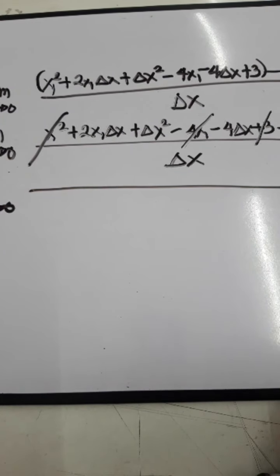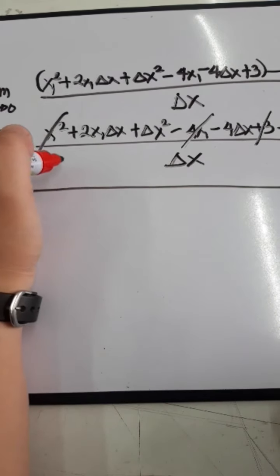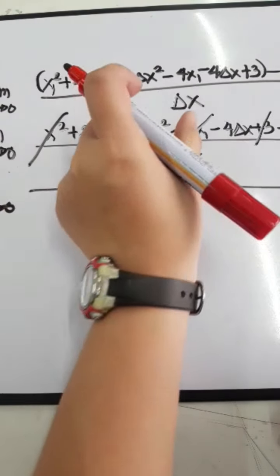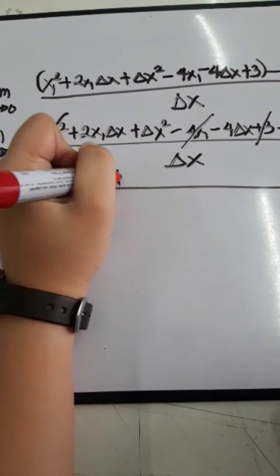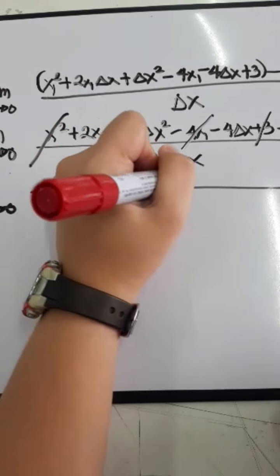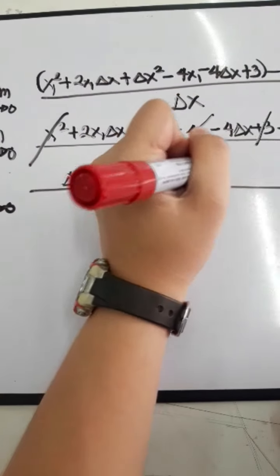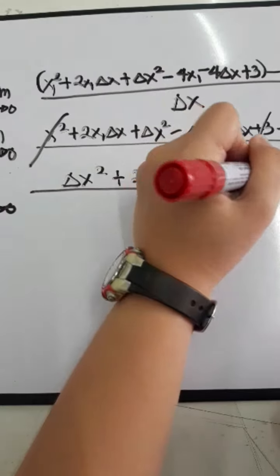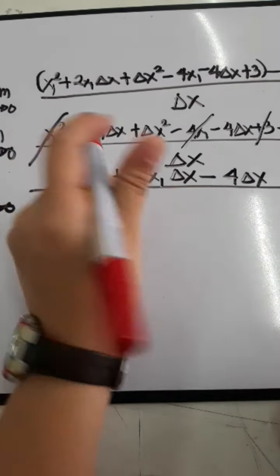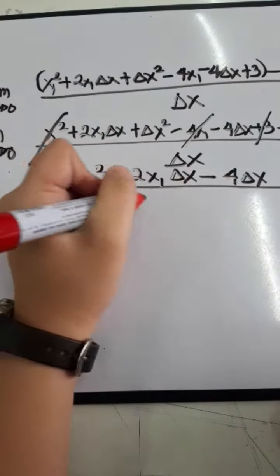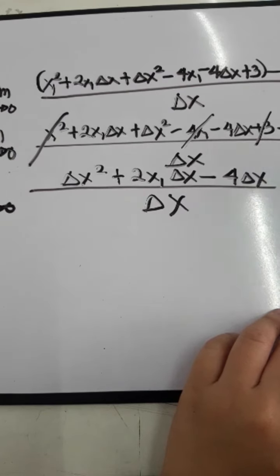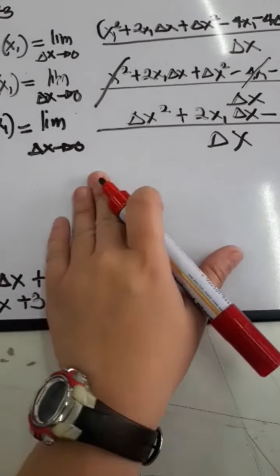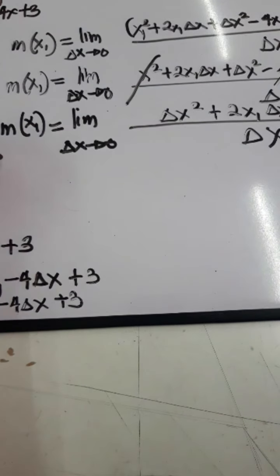So what remains in our equation, we start with the highest order: delta x squared. Next is positive 2x sub 1 delta x and negative 4 delta x. This is what remains in the numerator, all over delta x. Okay, so we have this equation, and we continue simplifying.